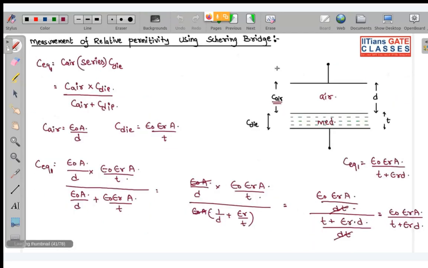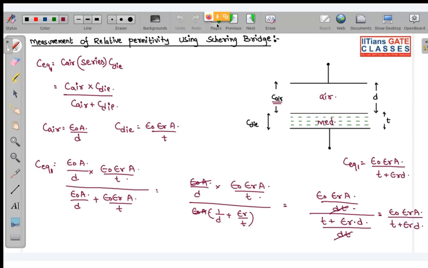Now I will remove this dielectric medium. So what will happen? Will your capacitance increase or decrease? Decrease. Yes, your capacitance value will decrease.